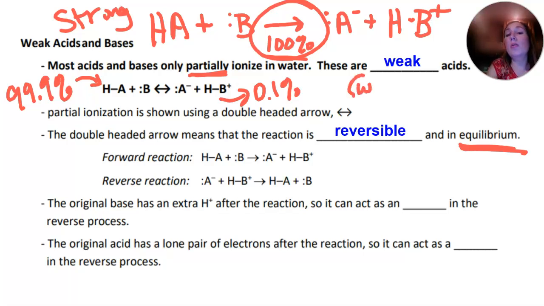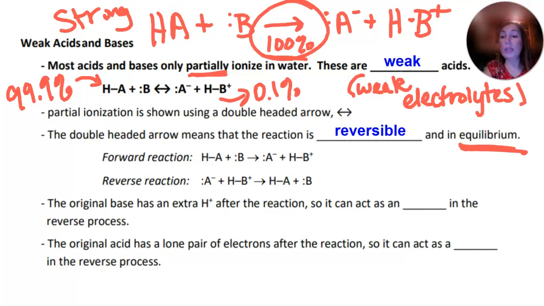These are what we call weak electrolytes. They're not forming tons of ions in solution to strongly conduct electric current. They weakly conduct electric current, so we call them weak electrolytes. We've got a forward reaction, HA plus B goes to A minus and HB plus, but we've also got a reverse reaction where HB plus and A minus react to reform HA and B.